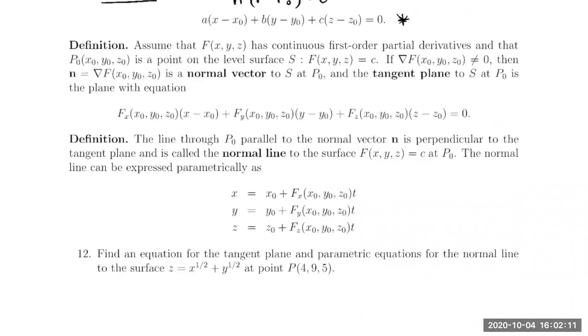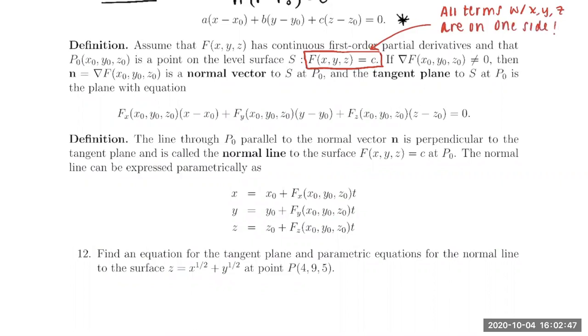Assume that f of x, y, z has continuous first order partial derivatives and that the point P naught is the point on the level surface f of x, y, z equals c. Now before I go on, I want to draw to your attention this equation. It's very important that all of your variables are on one side and your constant is on another. So all terms with x, y, and z are on one side.